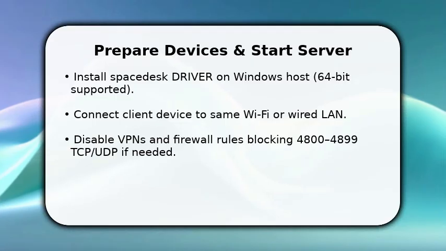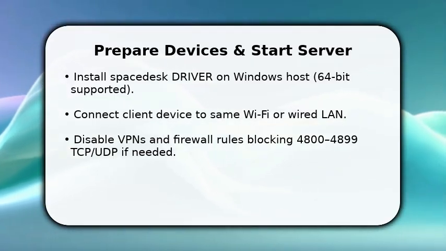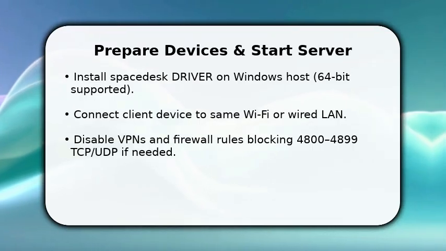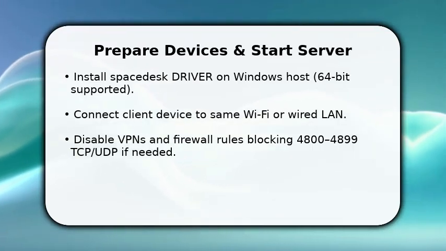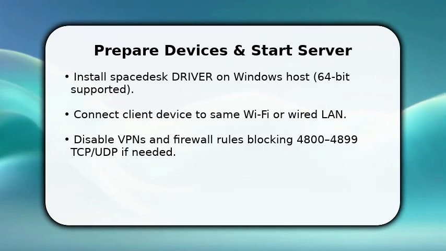You start by preparing both machines. Install the Spacedesk driver on your Windows host and confirm the client device is on the same network. Once done, launch the Spacedesk server app on the host. Make sure the service status shows running. If Windows asks for network permissions, allow them so discovery works.